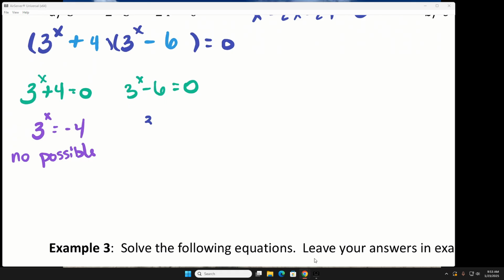The other one, though, I would add that 6. And then just like I did on example 1, I would write this in logarithmic form. And that's going to be my answer. So this one only has one answer. It's possible you could have 2 solutions. It's possible you could have no solution, but if you ever have a positive base raised to a power equals a negative number, there's no way that can happen.